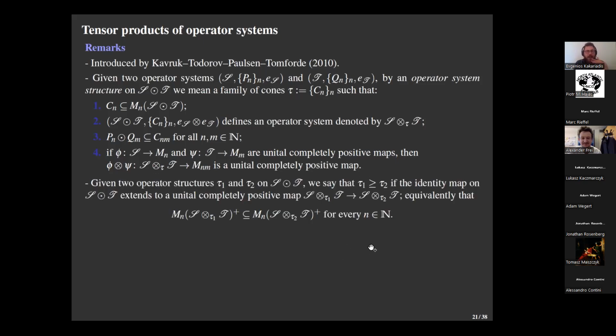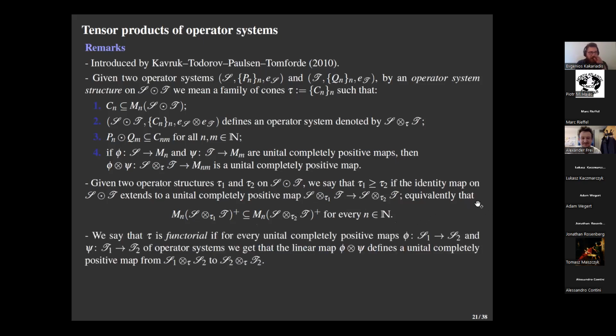Now, as I said, you may have different structures, and it may happen that one is smaller than the other. So if the structure tau 1 is smaller than tau 2, we write that it's bigger, and this means that we can induce a map from the tensor tau 1 to the tensor tau 2. Okay, and the way that this can happen is if this positivity is weaker.